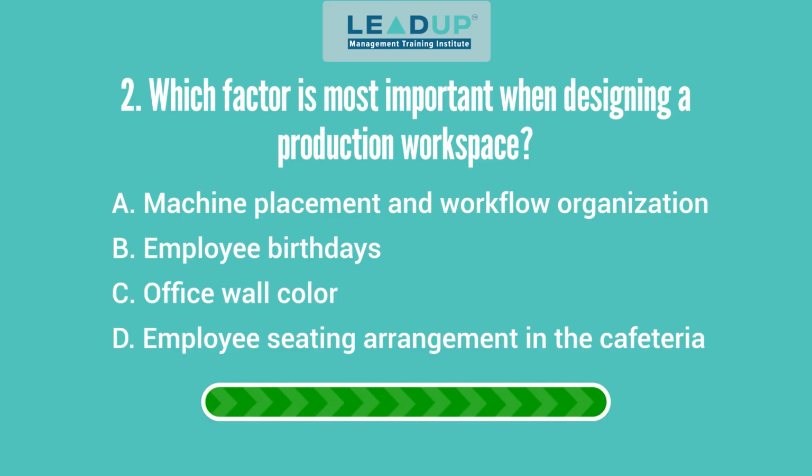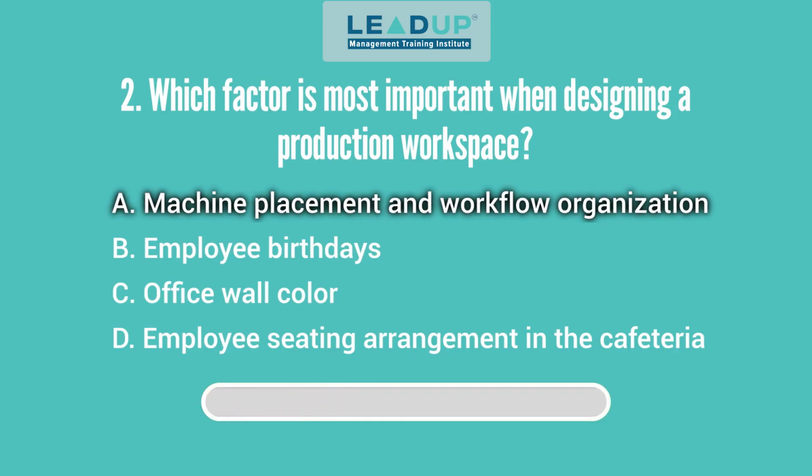Question 2. Which factor is most important when designing a production workspace? A. Machine placement and workflow organization. B. Employee birthdays. C. Office wall color. And D. Employee seating arrangement in the cafeteria. The answer is machine placement and workflow organization.